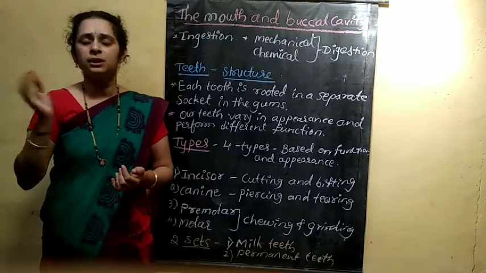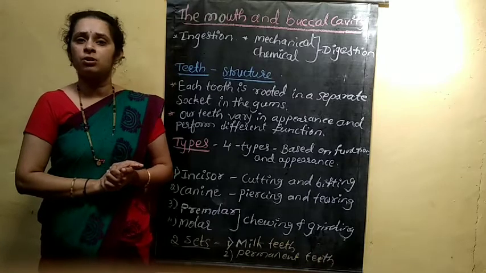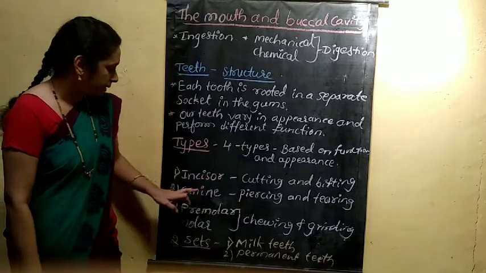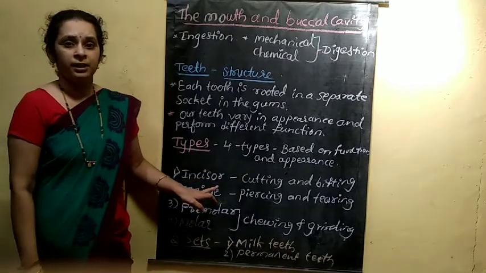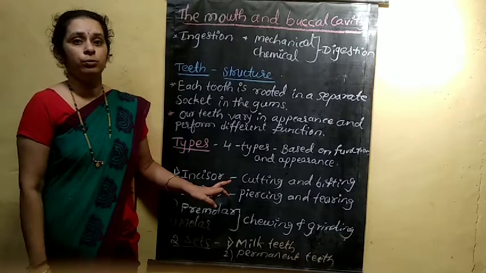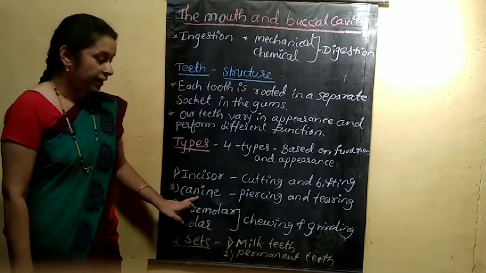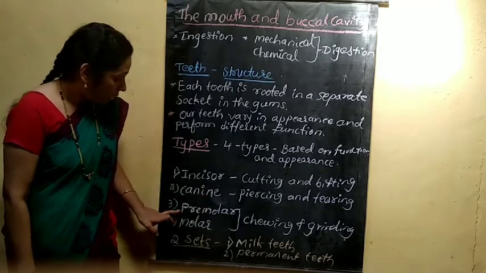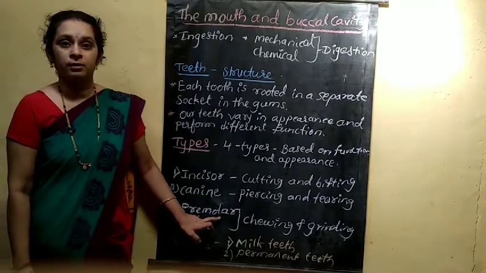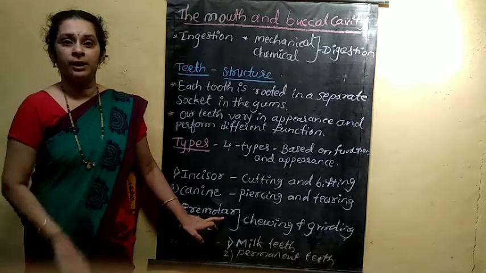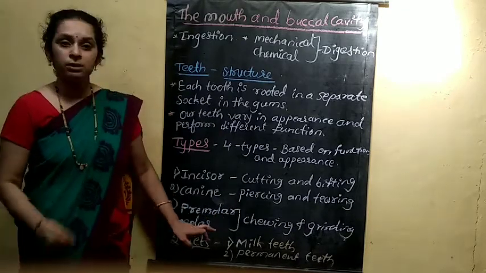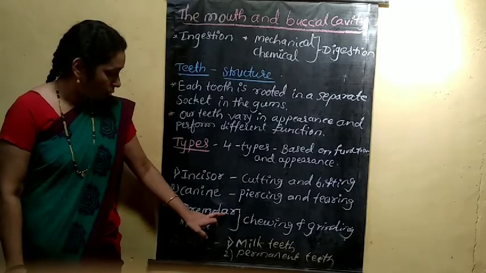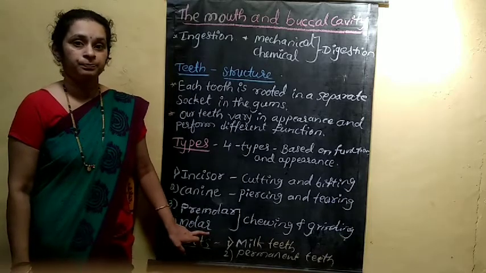Human teeth are divided into 4 types based on appearance and function. First one is the incisor, in Kannada we call that bachi hallu. Second one is canine, in Kannada kore hallu. Third one is premolar, that is sanna davade hallu. Next, molar means dodda davade hallu. Both are davade hallu only. This is premolar and that is molar.